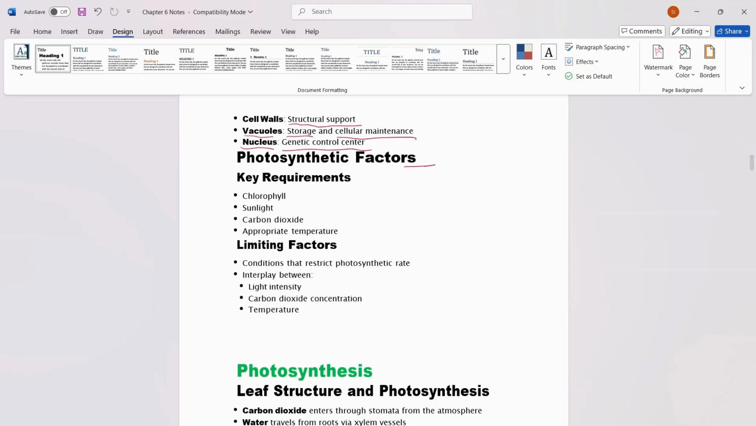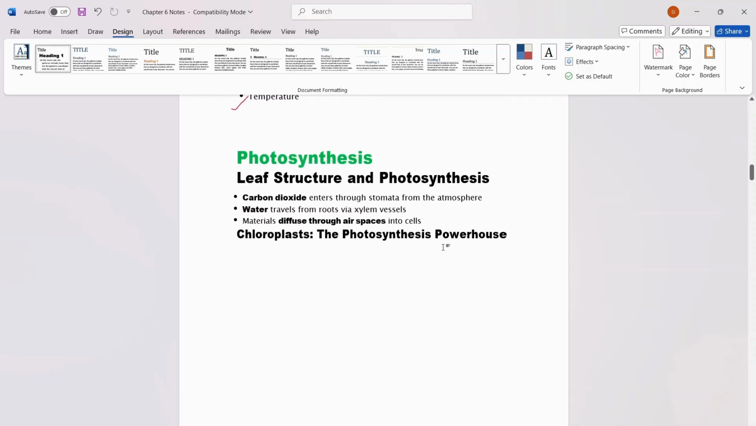Photosynthetic factors, key requirements: chlorophyll, sunlight, carbon dioxide, and an appropriate temperature. Limiting factors: conditions that restrict photosynthetic rate, with interplay between light intensity, carbon dioxide concentration, and temperature. So, in photosynthesis, let's talk about leaf structure and photosynthesis.